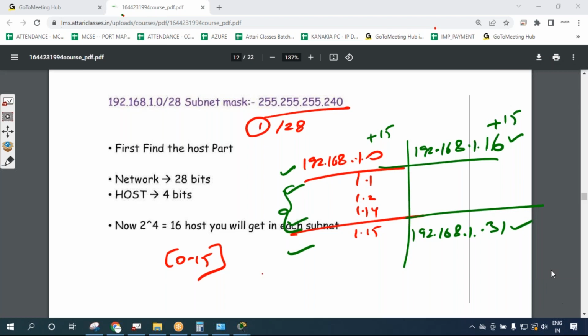So my dear friends, do you see this 1.0 to 1.15, then 16 to 31 is the next subnet, and so on. Subnets will be created, and in each subnet you will have 16 IP addresses.